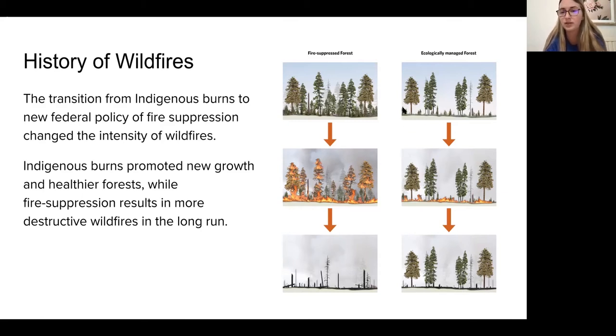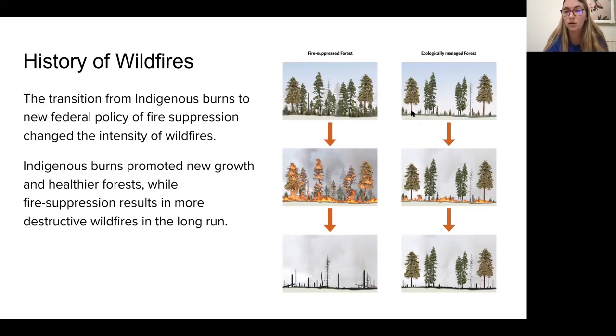However, we can see a different strategy. On this slide, it's called an ecologically managed forest. And the ecological management has actually come from indigenous culture, so we've used their wisdom. This forest has had prescribed burns set intentionally so that there isn't as much vegetation on the floor of the forest. And another part of this forest management strategy is also to thin the forest.